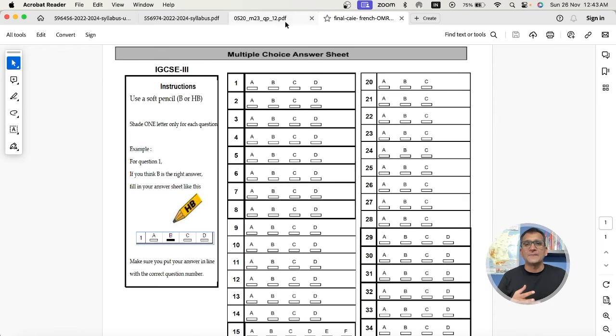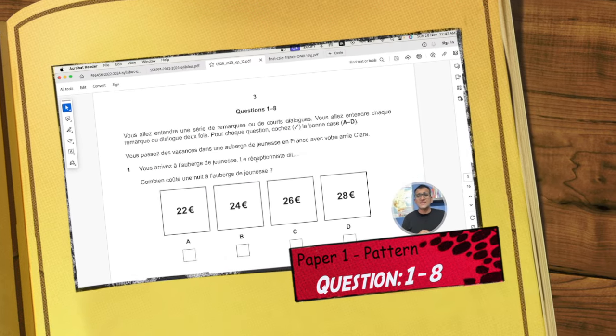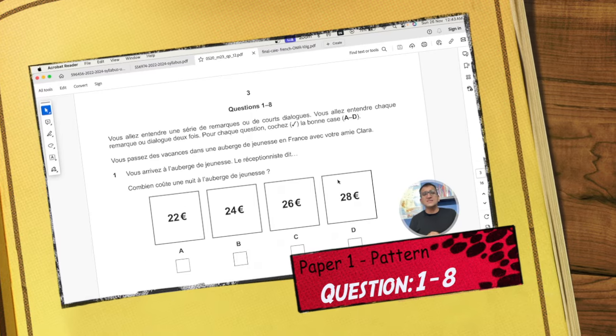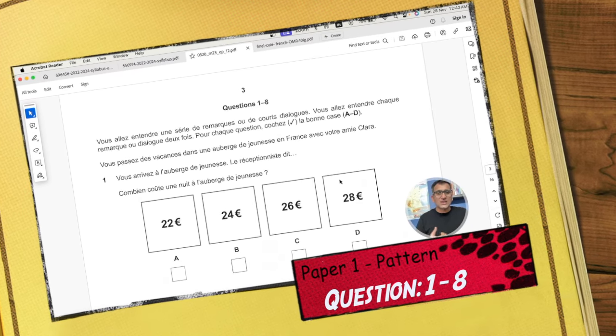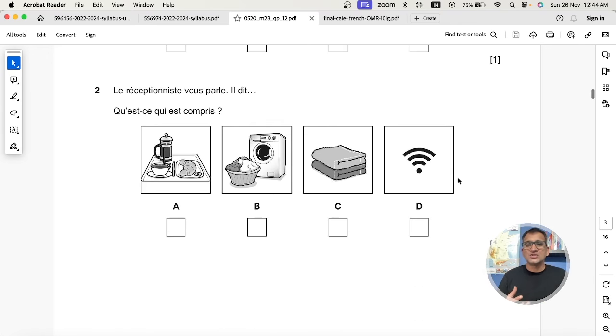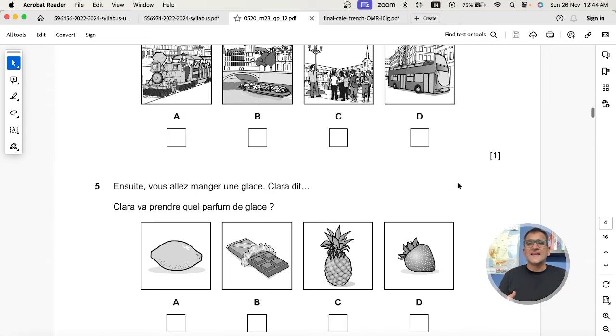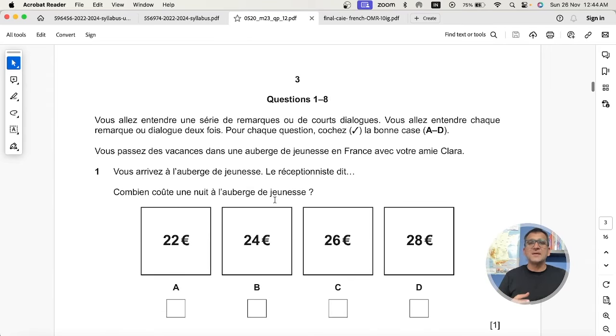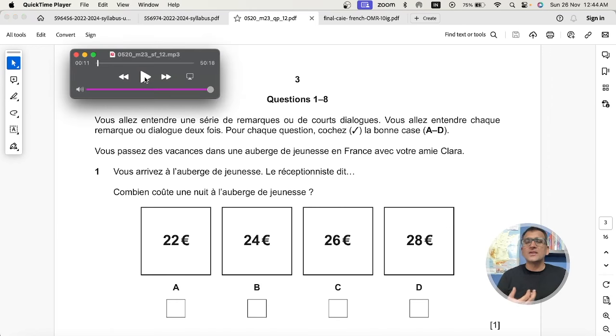Shade here properly. So the question 1 to 8 is a series of short dialogues, and you are going to hear each dialogue 2 times, and for each question you need to select the right option from A, B, C and D. So there are 8 such questions, and each question step by step will be repeated twice. Just listen to the audio carefully.